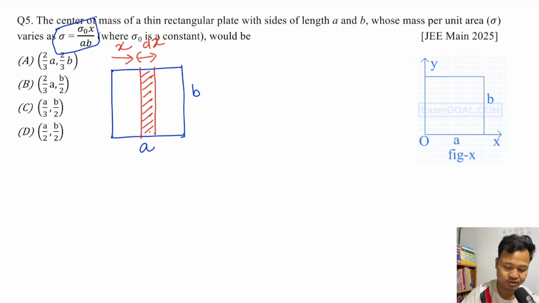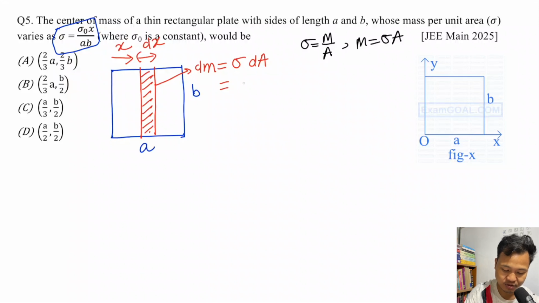Integration will be from 0 to a, and we need dm. So dm is sigma into dx. Okay, not dx, here you have dA. Sigma is mass per unit area, so mass is sigma into area.